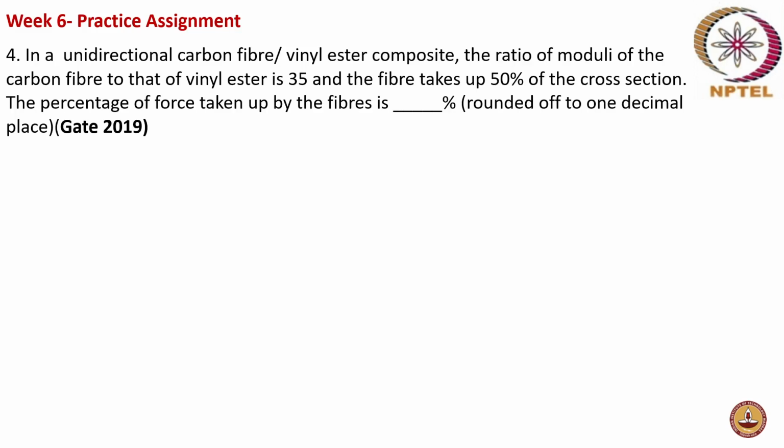Okay, let's go to question number 4. This is again a GATE question. In a unidirectional carbon fiber vinyl ester composite, the ratio of moduli of the carbon fiber to that of vinyl ester is 35, and the fiber takes up 50% of the cross section. The percentage of force taken up by the fiber is, what is the percentage of force taken up by the fiber?